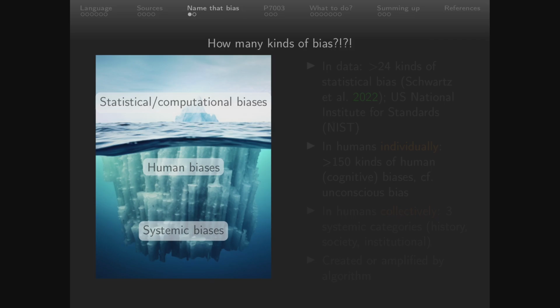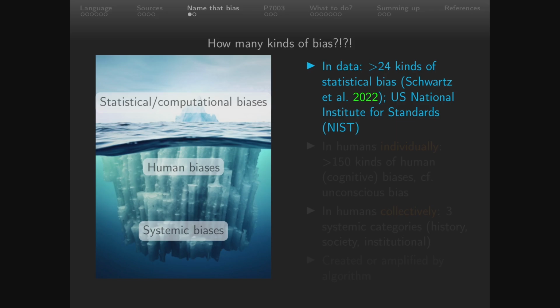You've probably seen this iceberg picture somewhere before. You can effectively break kinds of bias down into these three categories. At the top, we've got the statistical and computational biases, then we've got a bunch of human biases, and then we've got systemic biases way down at the bottom.